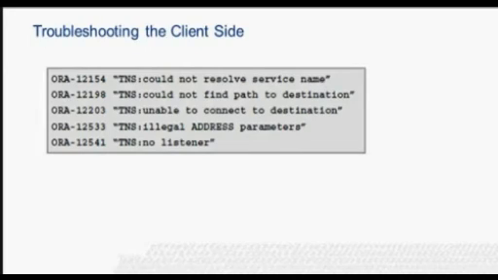Next error is ORA-12541, TNS no listener. Cause: the listener on the remote node cannot be contacted. So we can take actions like verifying that the listener on the remote node has been started. We can check its status with the status command of the listener control utility and start it with the start command if necessary.